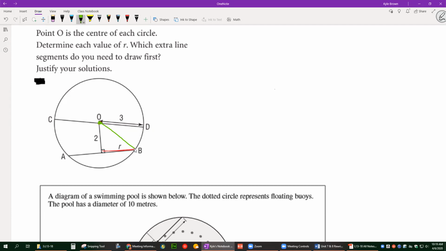But now, that's not quite good enough, though, is it? Because I want to find the red side there, R, but I only know that that side's 2. I need 2 sides of the triangle if I'm going to figure out what R is. Any ideas? Does anyone know what that green length is that I drew? 3. It's 3. Good. How'd you know that? Because it's just the radius.